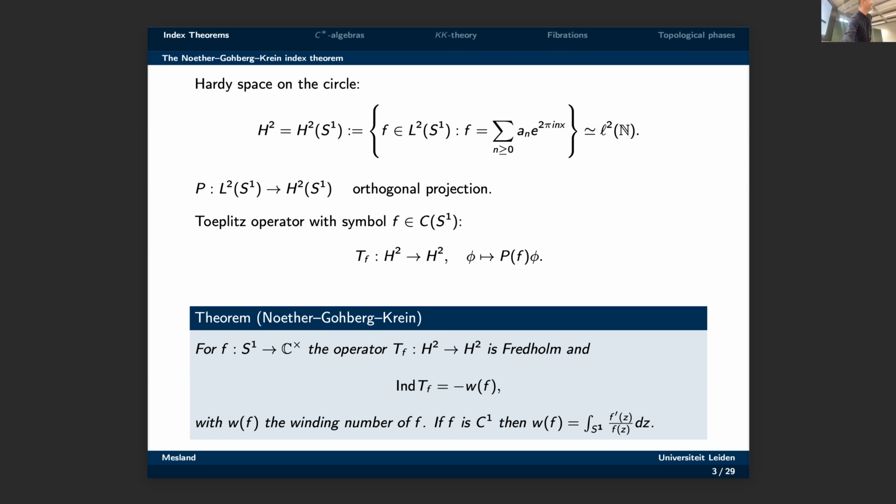Do you think of this f as a trace of some nicer function on the circle or not? No, I don't. It's a continuous function on the circle. Yeah, that's all there is. It's the symbol of the Toeplitz operator.